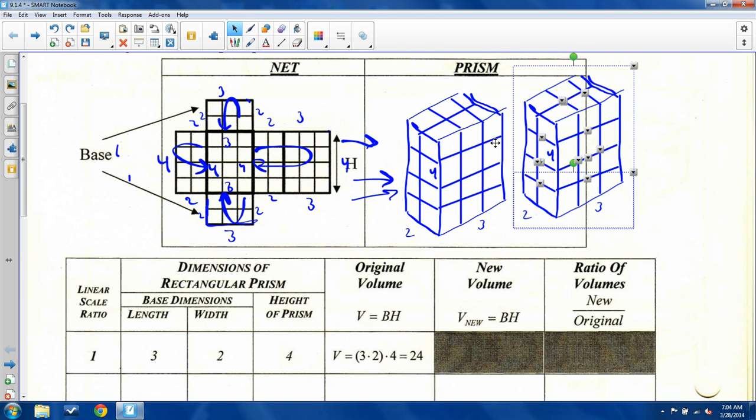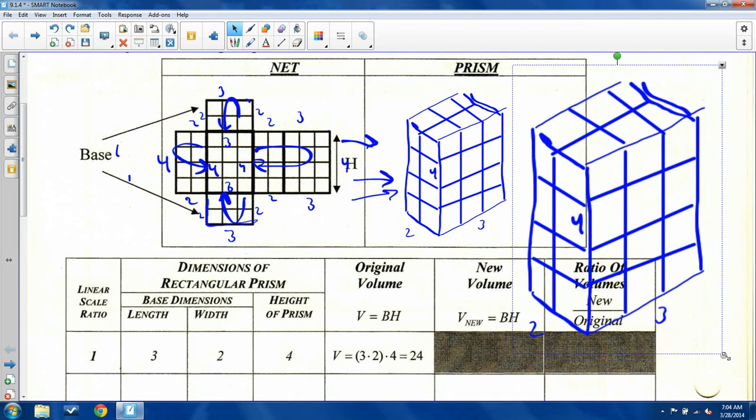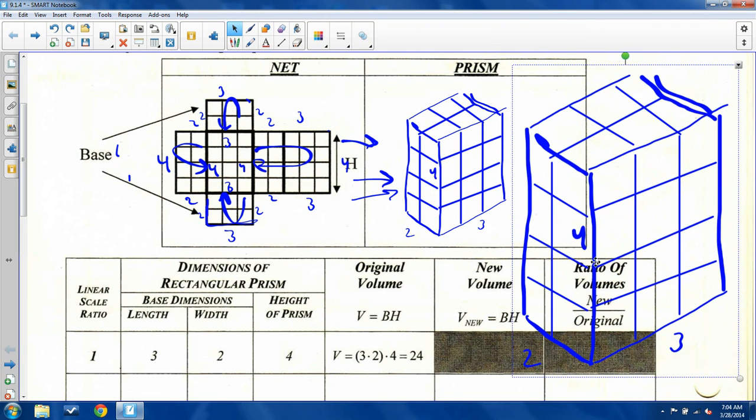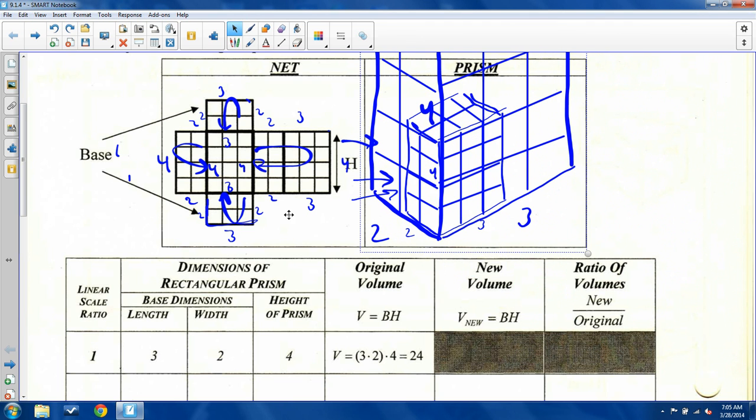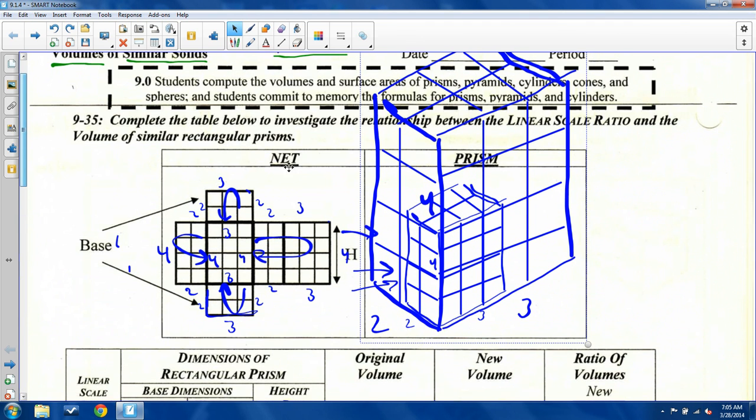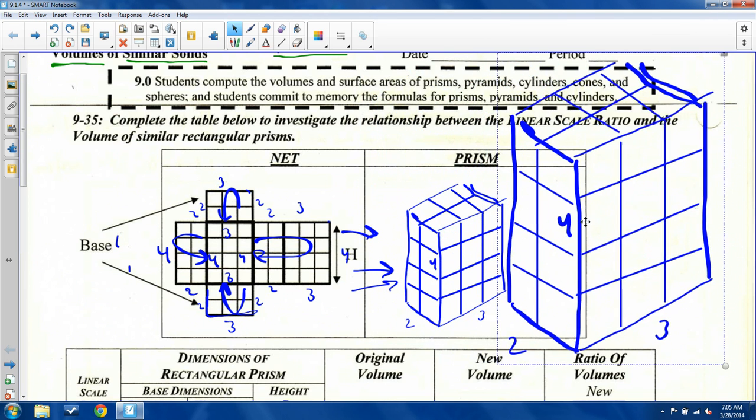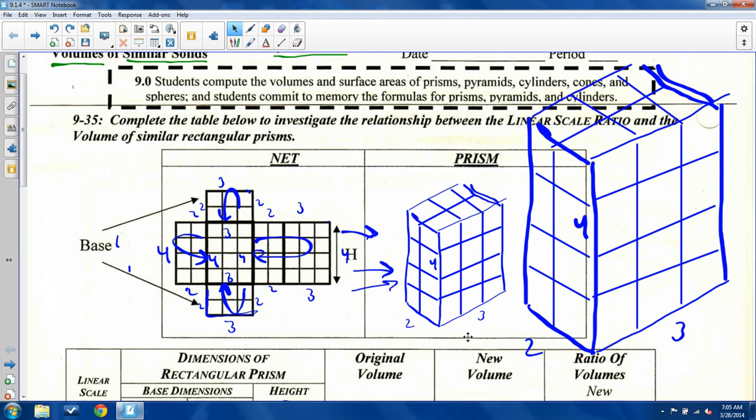If I took this whole thing and made it twice as big, pretend like I want to make every length twice as big. So see this length right here? Now let's say it's twice as big. This is 2 times that. Because everything's twice as big, I'm going to still use the same units, whatever they were.